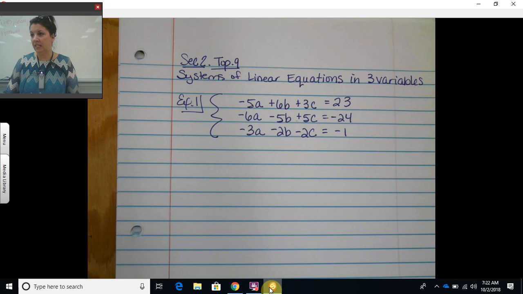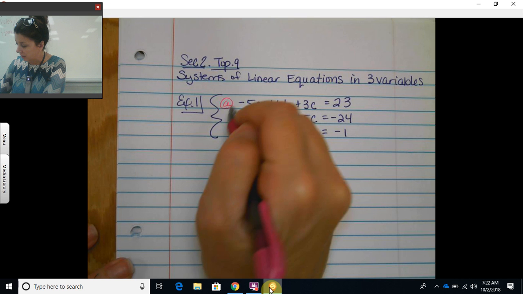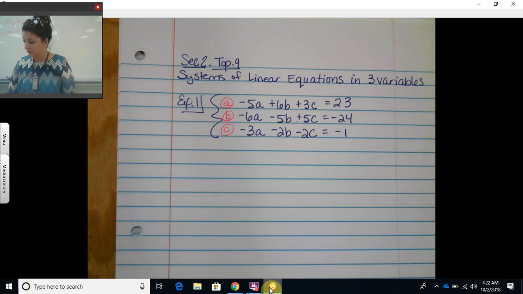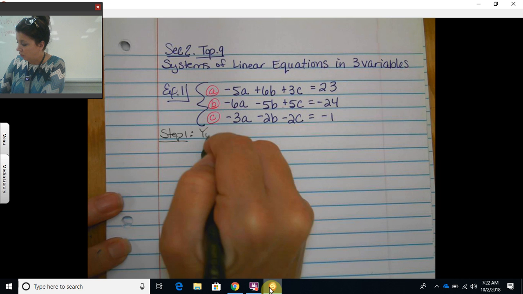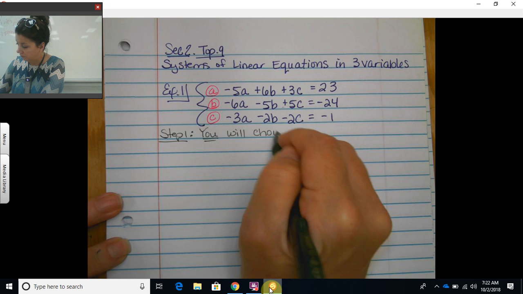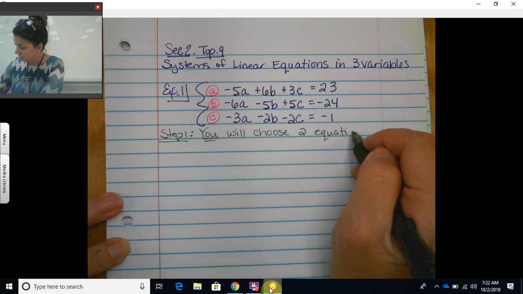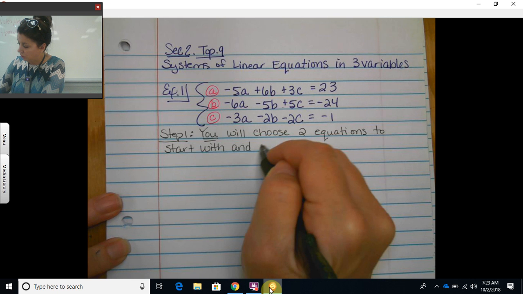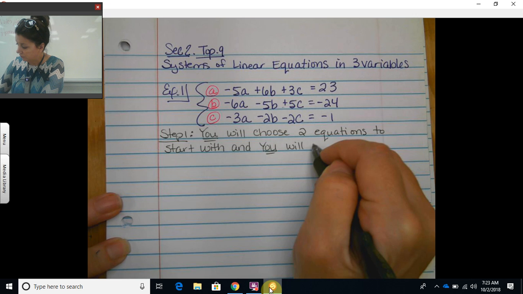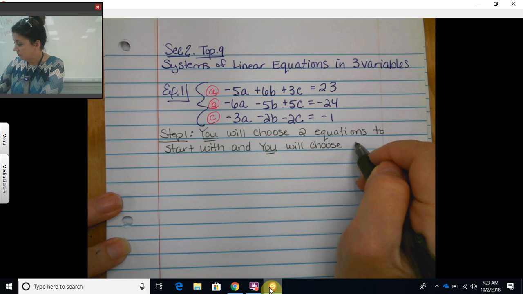And to keep it easier so you know what equation that I'm referring to, I like to label these as equation A, equation B, and equation C. So step 1, you are going to choose 2 equations to start with, and you are going to choose which variable that you would like to eliminate.